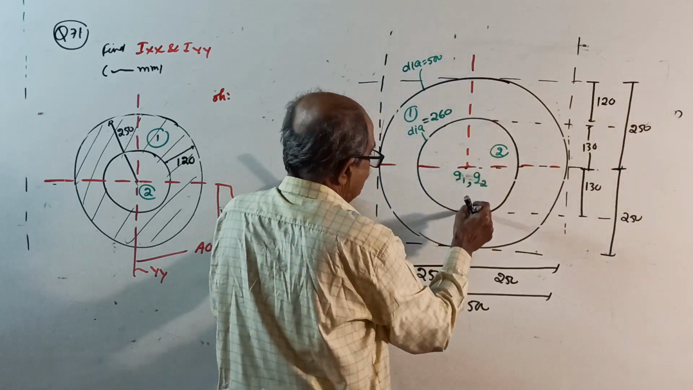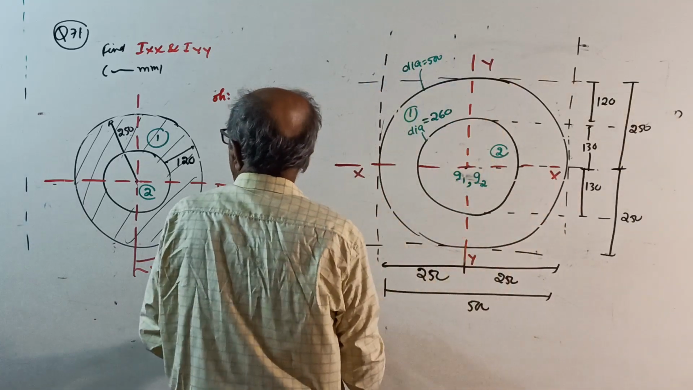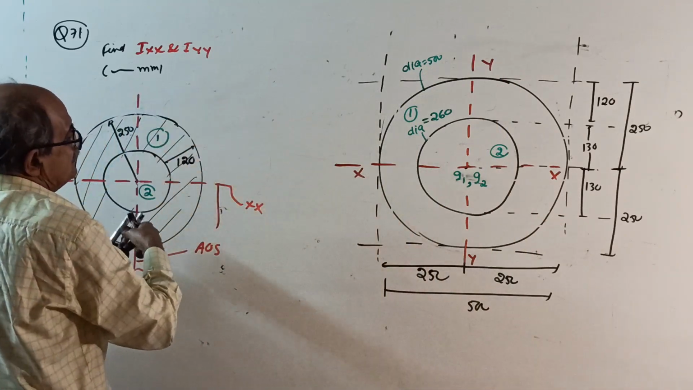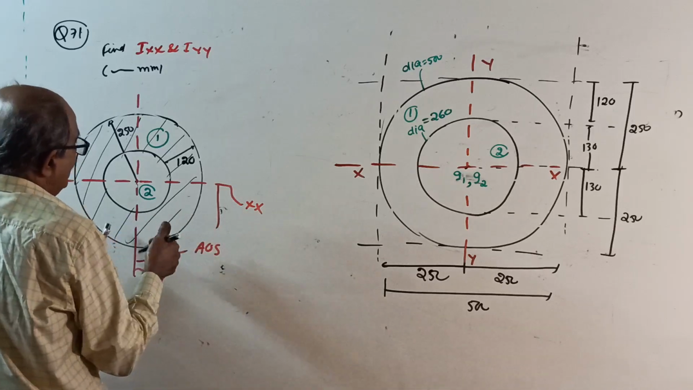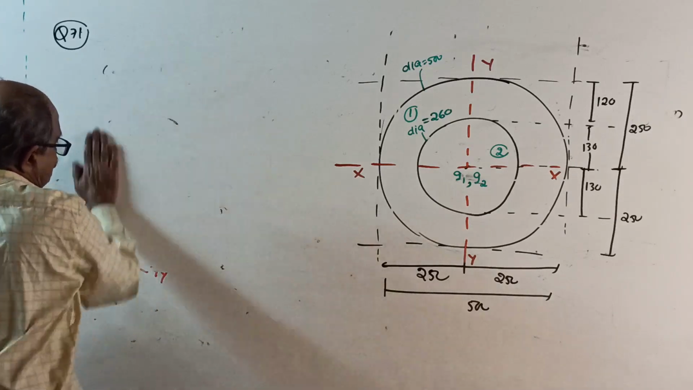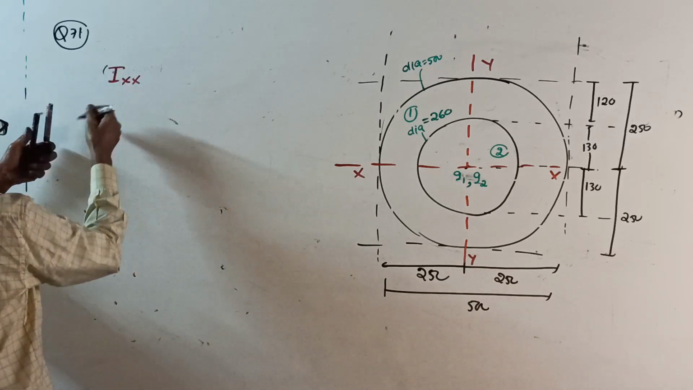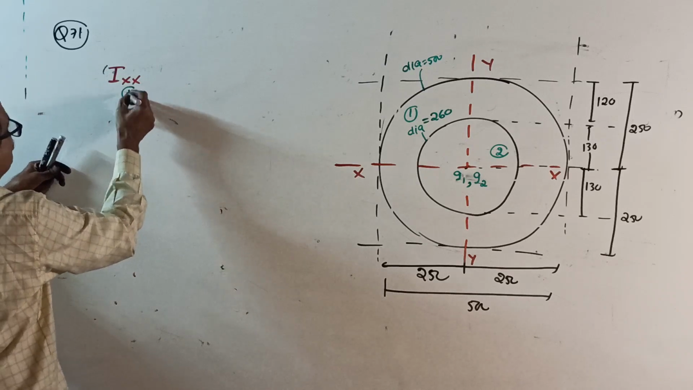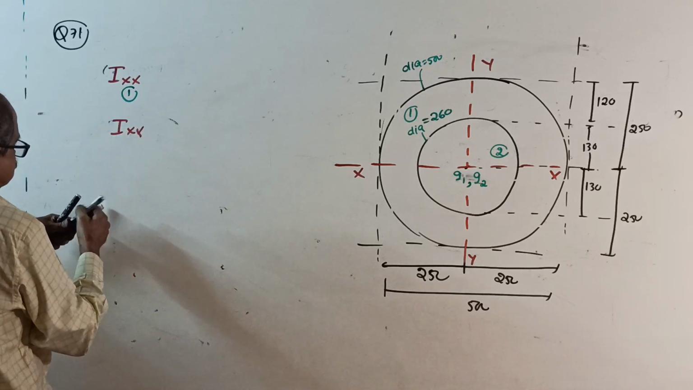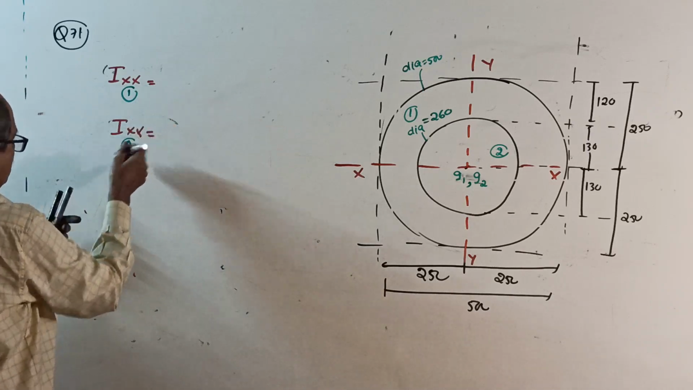Later there will be a direct formula. Mark here y-y, x-x. Start. Find moment of inertia, I about x-x. Start, I-x-x for 1 and I-x-x for 2. Actually, this much struggling is not required.